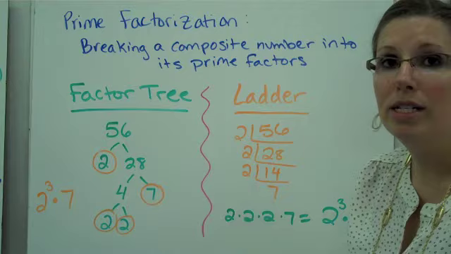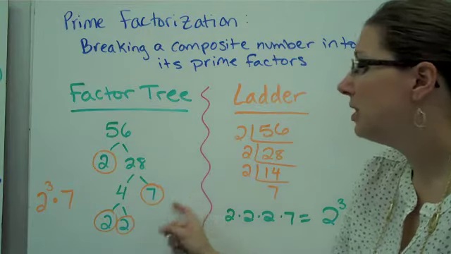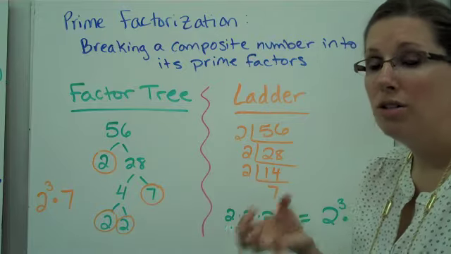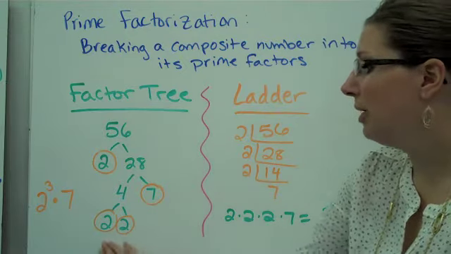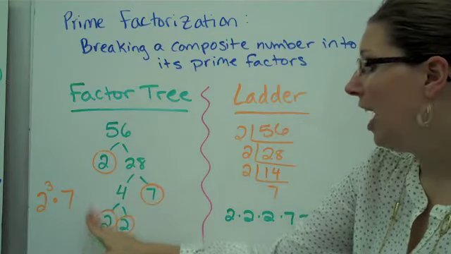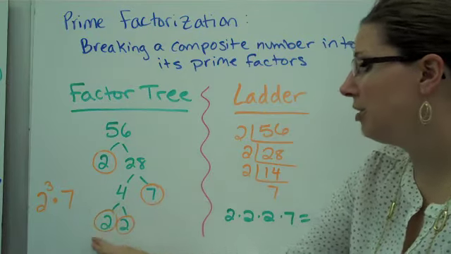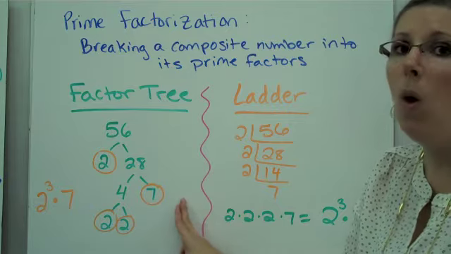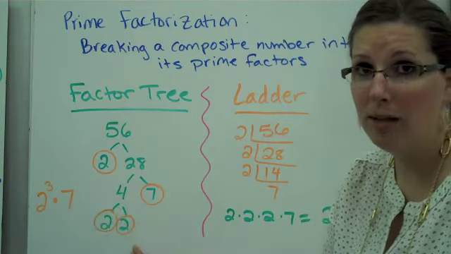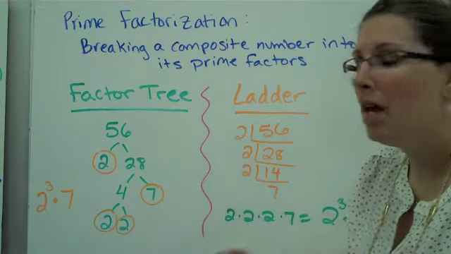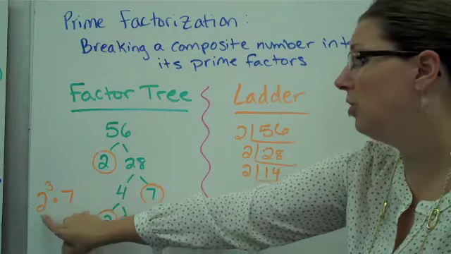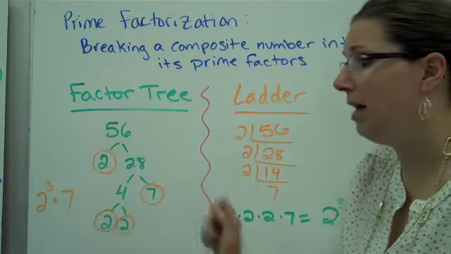28. 4 times 7 makes 28. 7 is a prime number, so I circle it. 4 is not. 2 times 2 is 4, so I broke it down and circled my last two prime factors, and all together, I've got 2 times 2 times 2 times 7. Well, since the 2 repeats 3 times, I'm going to shorten it. And so the way that I write my prime factorization is 2 to the third power times 7.